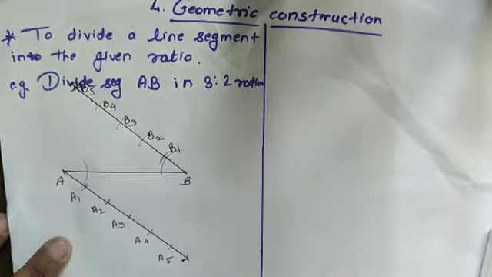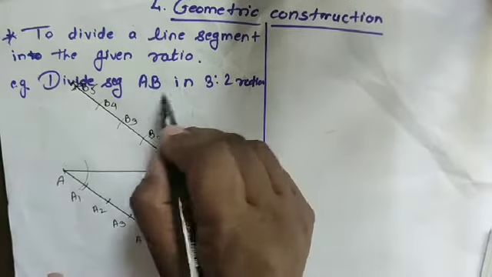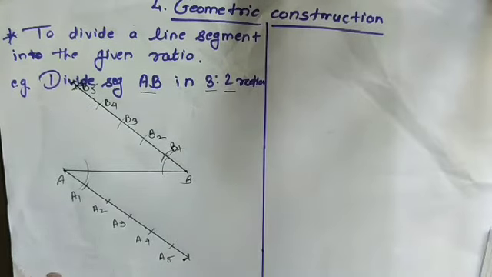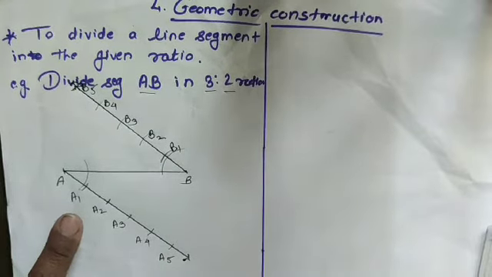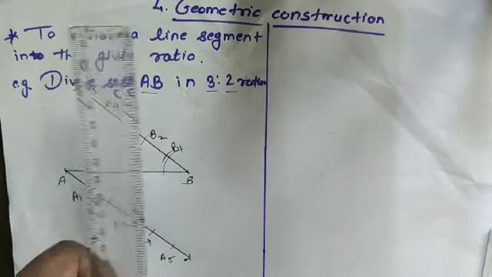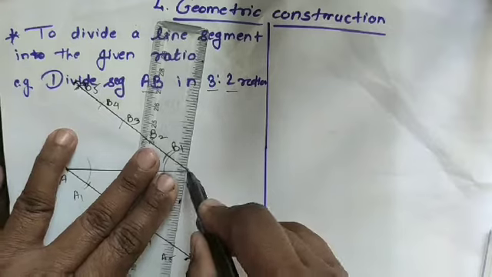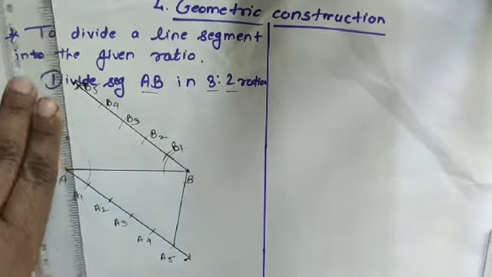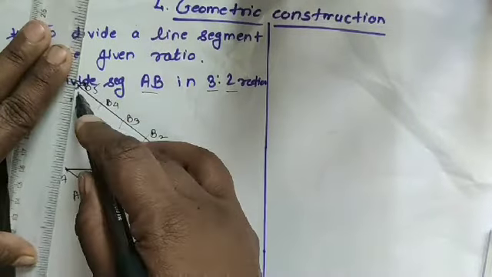Okay. Now the next step is that I have to divide this AB into 3 and 2 parts by points. Okay. So for that what I have to do here, first of all I have to join these end points. So this is A5 and D, I will join, and here I will join the B5 and A point.